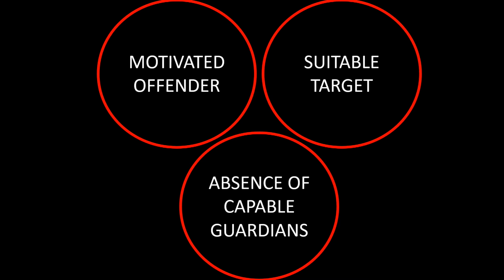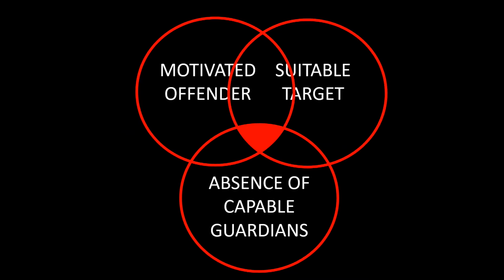Instead, the theory says that for crime to occur, three elements must be present, namely a motivated offender, a suitable target, and the absence of capable guardians. When these three elements come together at the same time in the same space, crime occurs. So let's have a look at each of these three elements.